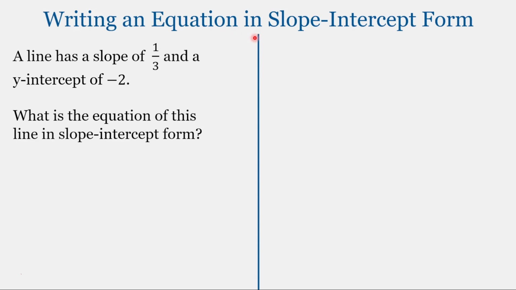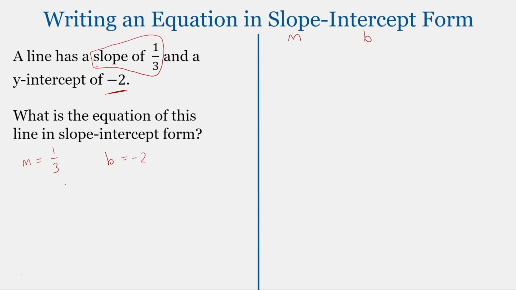So let's practice writing equations in slope-intercept form. We can do this if we know the slope, m, and the y-intercept, b, of the equation. So in this example, we have a line with a slope of 1/3 and a y-intercept of negative 2. What is the equation of this line in slope-intercept form? Again, we are told we have a slope of 1/3. So that means m is equal to 1/3. And our y-intercept is negative 2. So b is equal to negative 2.